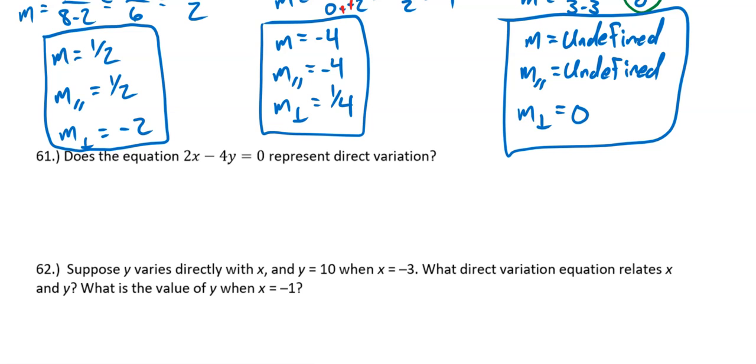But look at this one. It asked, does this represent direct variation? Remember, direct variation is our special line that goes through 0, 0. It's in that format y equals kx. And so if I want to know, is this direct variation, I just want to see if it conforms to y equals kx. So all I have to do is solve for y and see if it looks like that format. So if I solve for y here, subtract the 2x from each side.